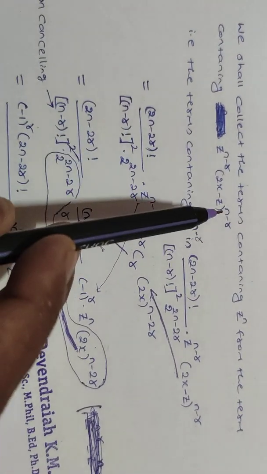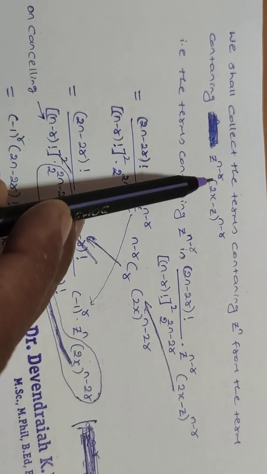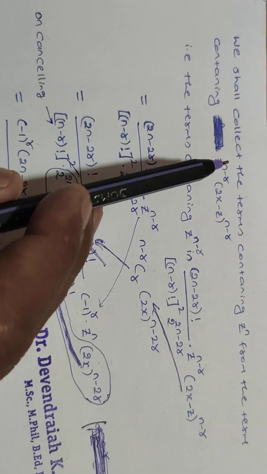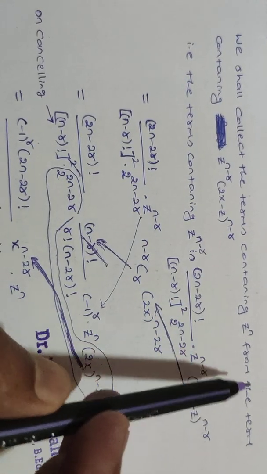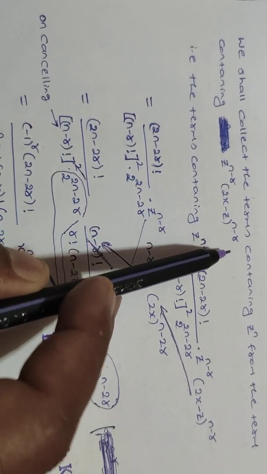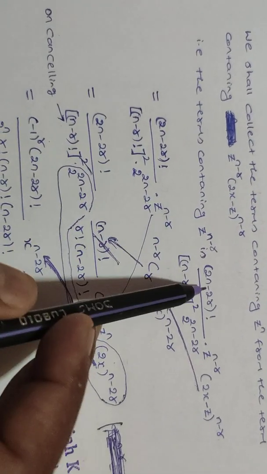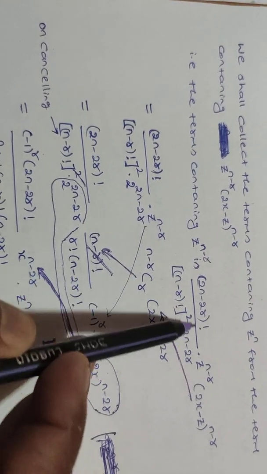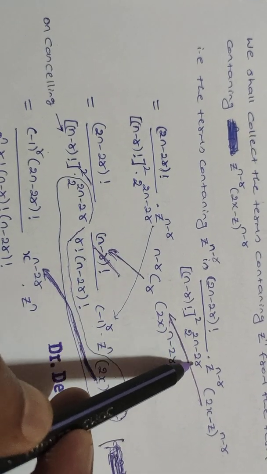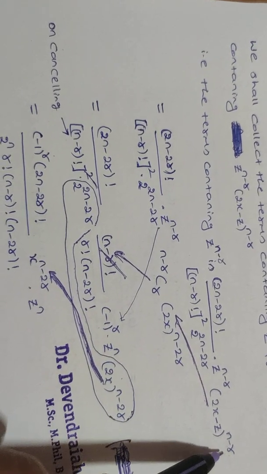Now we shall collect the terms containing z to the power n from the term containing z to the power n minus r into 2x minus z to the power n minus r. Remember this point. That is, the term containing z to the power n minus r is 2n minus 2r factorial divided by n minus r factorial whole square into 2 to the power 2n minus 2r into z to the power n minus r into 2x minus z to the power n minus r.